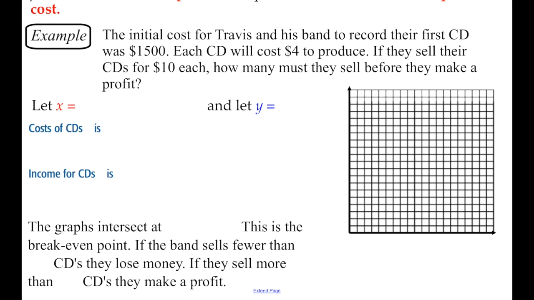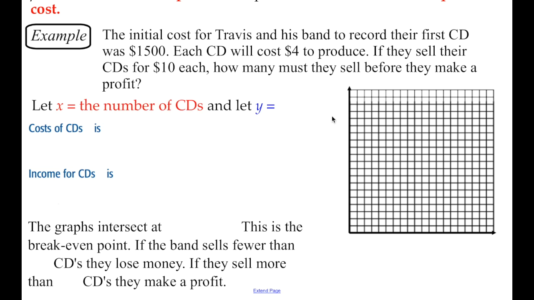The initial cost for Travis and his band to record their first CD was $1,500. Each CD costs $4 to produce. They're going to sell them for $10 each. How many do they have to sell before they make a profit? So a very practical, real-world example for us.